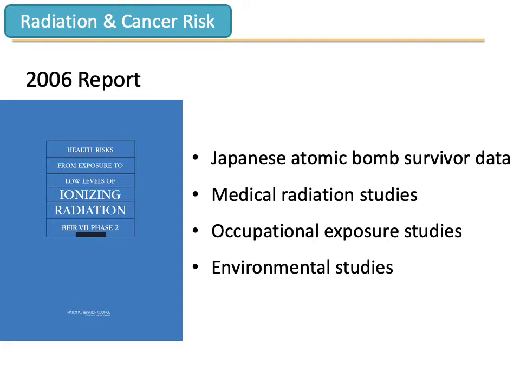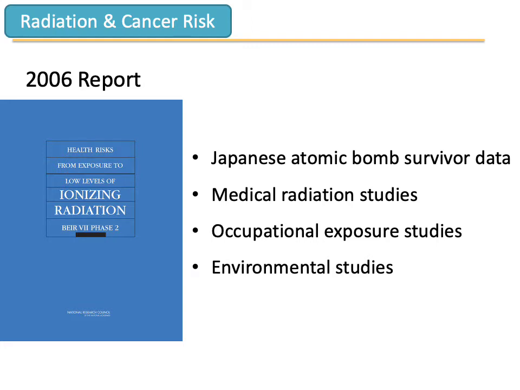In 2006, much of what was known about radiation and cancer risk was summarized in this report by the National Research Council. The BEIR Committee, an abbreviation for Biological Effects of Ionizing Radiation, looked at data collected from survivors of the atomic bombs dropped on Japan at the end of World War II. They also looked at studies of people exposed to radiation as part of medical procedures, studies that looked at the health of people exposed to radiation through their jobs, and environmental studies.